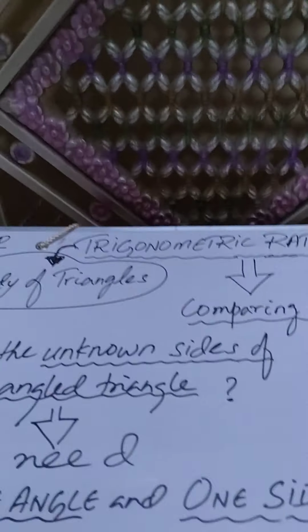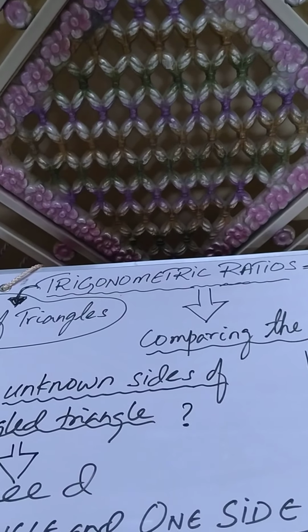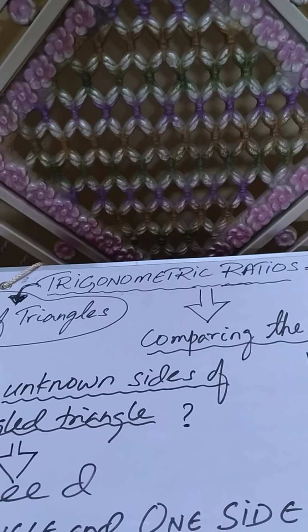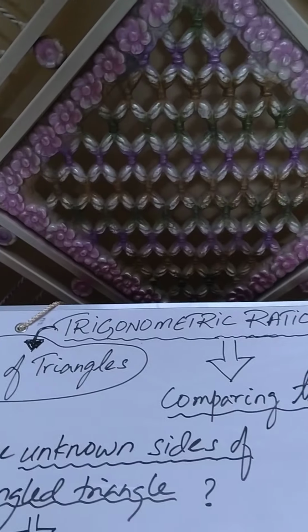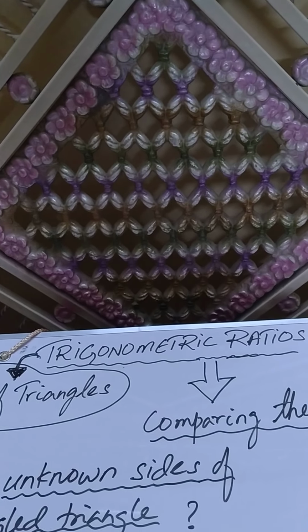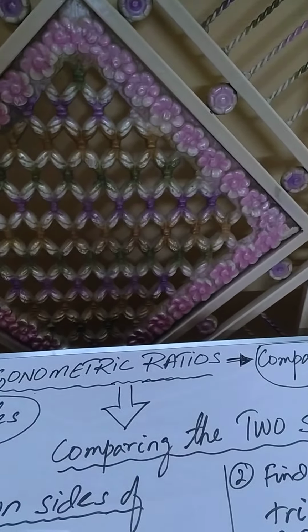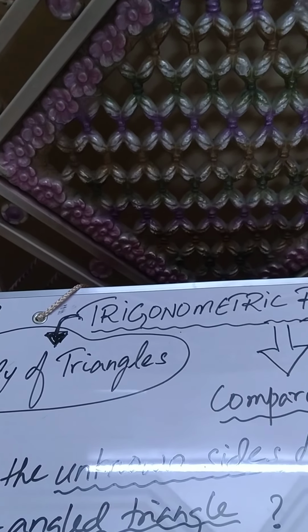Okay now guys, this is my second video on trigonometric ratios. As you know, what is trigonometric ratios? Trigonometric ratios consist of two words, trigonometry and ratio. Now, what is trigonometry? I explained trigonometry in my first lecture.